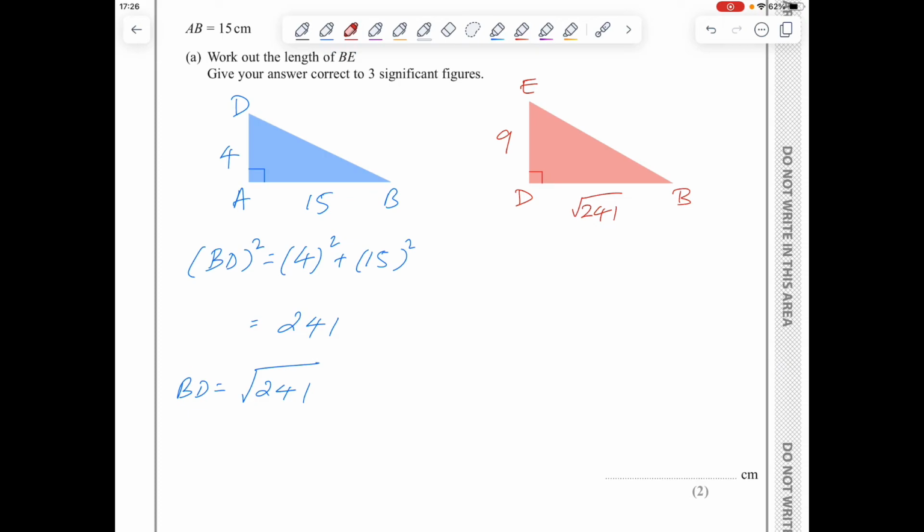And I'm going to use Pythagoras' theorem again to find BE. So BE squared is equal to 9 squared plus square root of 241 squared. This gives me 322. So BE is equal to the square root of 322. Put that on the calculator. The answer will come out to be 17.9, correct to 3 significant figures.